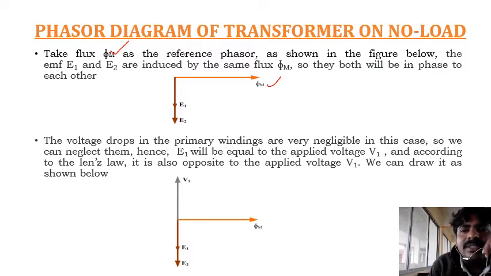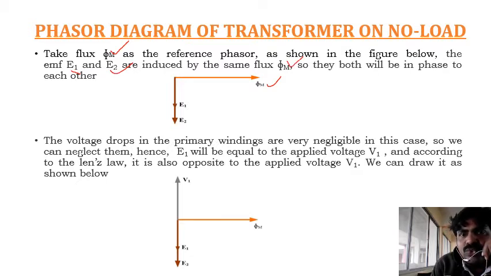First we'll draw both the induced EMFs. Two induced EMFs we are going to define: E1 is one induced EMF and E2 is the other induced EMF. The magnitudes of these induced EMFs are influenced by the same flux, that is phi m flux only. So both will be in phase with each other, since E1 and E2 are both influenced by the same flux, phi m.